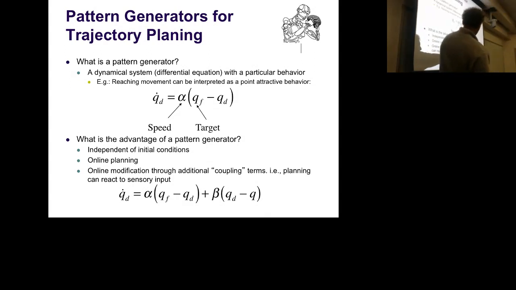And now you can play this game with coupling terms, for instance. So let's add a coupling term to this equation. Q desired dot equals alpha times q final minus q desired. Now this is my desired movement. Why don't we now reference it also a little bit to reality? This is what this term is doing. Let's add a term plus beta times q desired minus q, which is essentially like an error, okay? The tracking error of how well I'm realizing the plan.